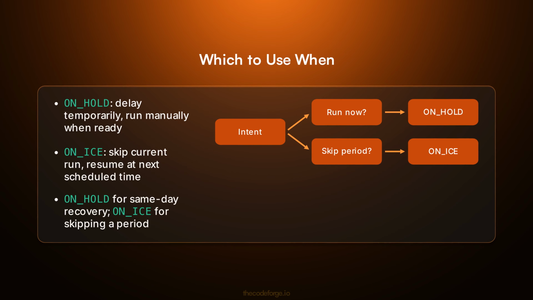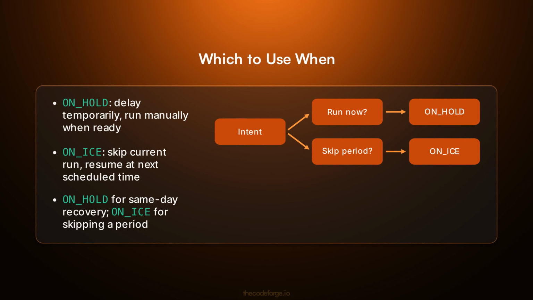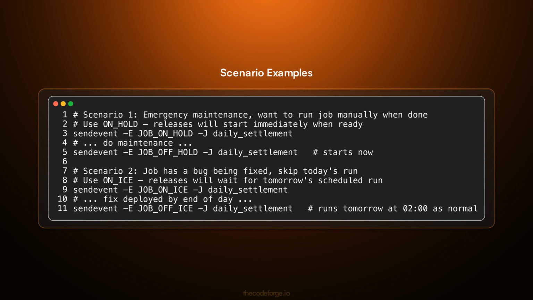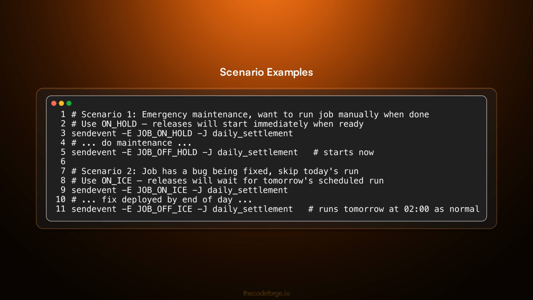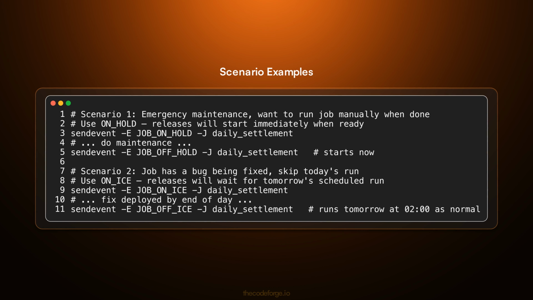The decision is simple. If you want the job to run as soon as you release it, use ON HOLD. If you want to skip the current run and have it resume at its next normal time, use ON ICE. Here are two scenarios. For emergency maintenance where you want to run the job manually when done, use ON HOLD. For a bug fix that will skip today's run, use ON ICE so it resumes tomorrow.